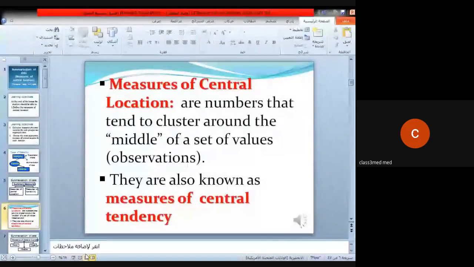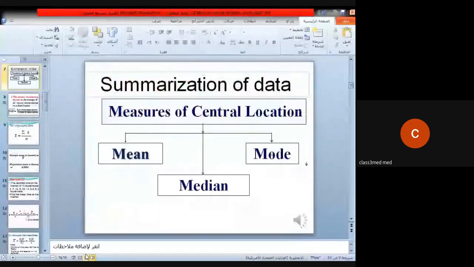Measures of central location: mean, mode, and median. There are three measures of central location which you should know, and their definition, their calculation, and when to use them: the mean, the median, and the mode. There are other measures of central location, but you are required to know only these three commonly used measures of central location.